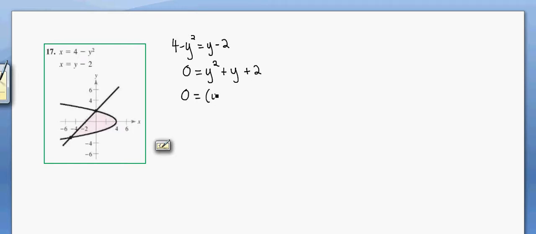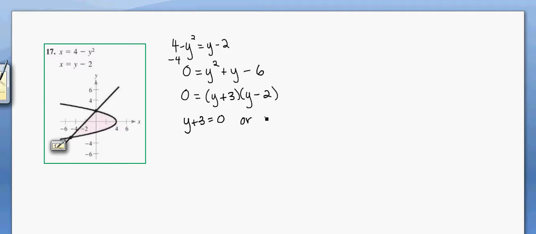And so we factor. Something's wrong, let's see. 4 minus y squared equals y minus 2, bring the y squared over, plus y, and when I subtract the 4, sorry, subtract 4, not add, so this is going to be a -6. Now we've got plus 3 and minus 2. The zero product property says that if the product of two factors is 0, then either the first factor is 0 or the second factor is 0. So subtracting 3 we get y equals -3, and adding 2 we get y equals 2.